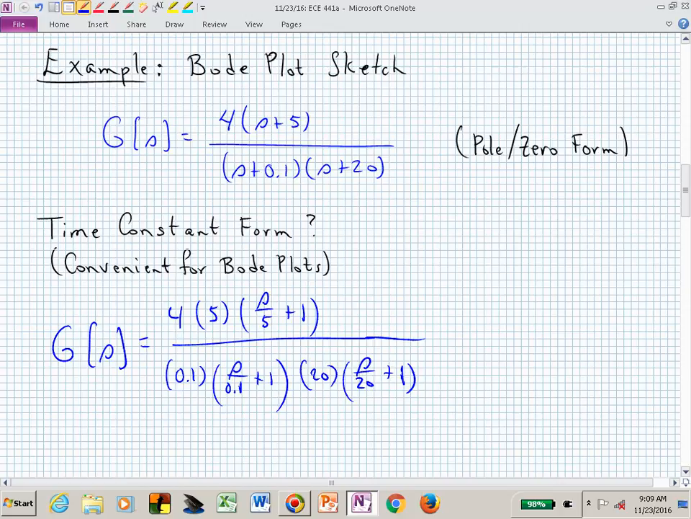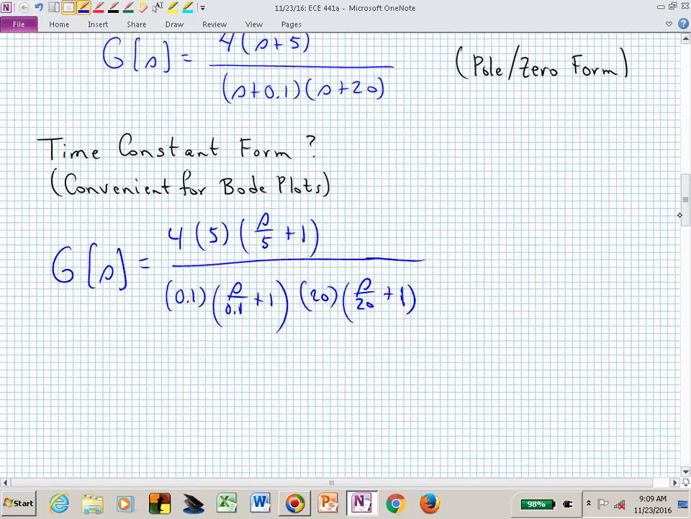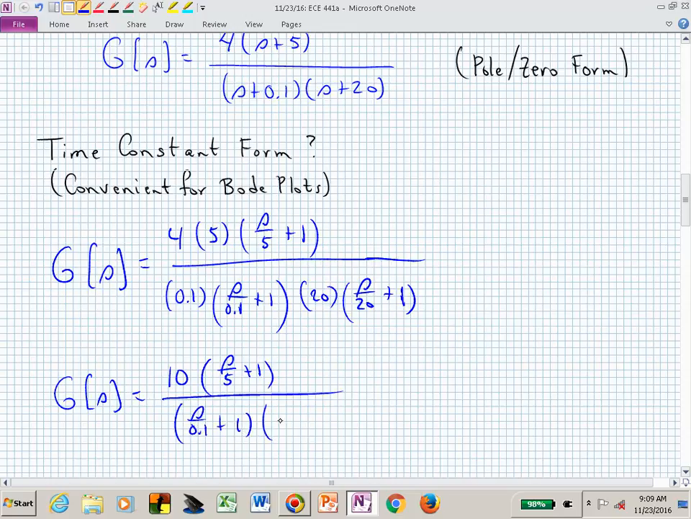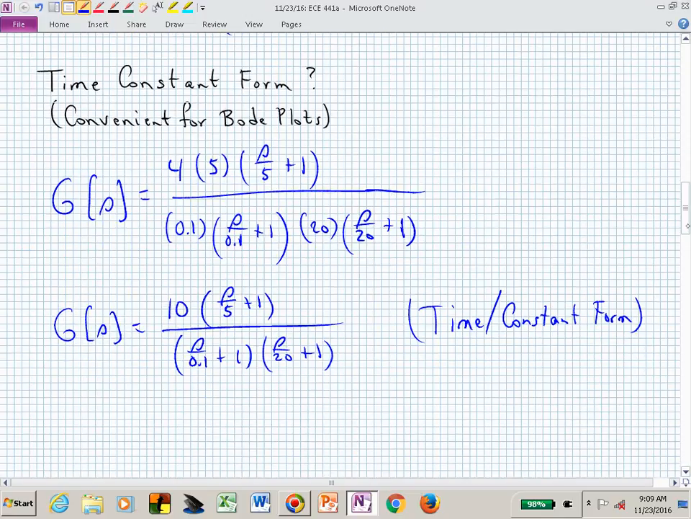But in this particular form, I can collect all of my constants and create a transfer function in time constant form. 4 times 5 is 20, last time I checked. And 1 over 0.1, or 1 over 1/10, gives me now 10 S over 5 plus 1 over my two pole factors. This is now in time constant form. And I didn't modify G of S other than move things around.